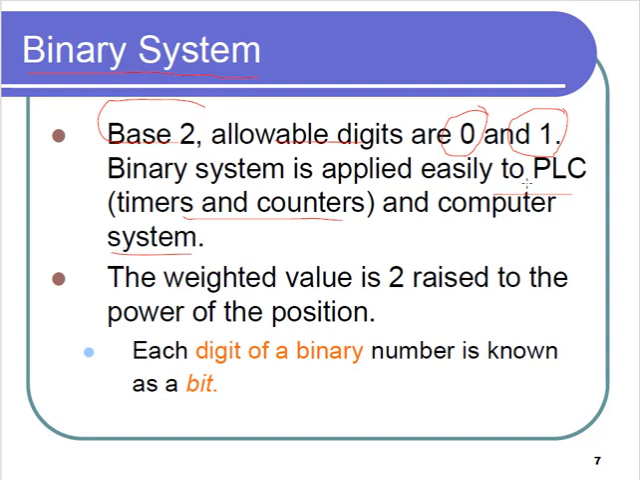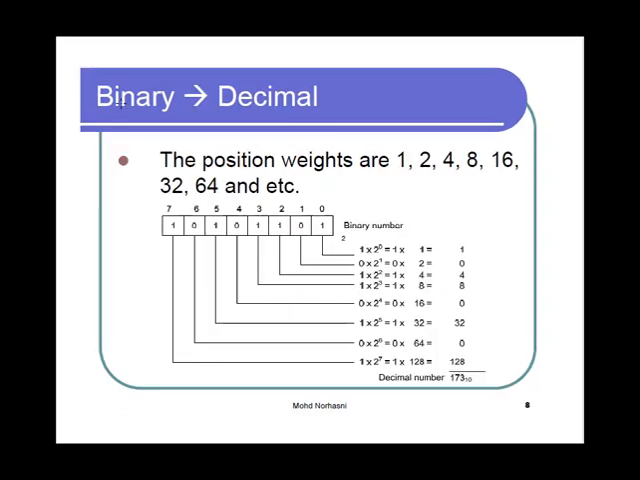We have learned about the PLC in the previous slide. The weighted value is 2, which is the base, raised to the power of the position. Each digit of a binary number is also known as a bit. We will look into the example of the binary system later on in this chapter. Now, let's look into an example of changing from binary base number to a decimal.